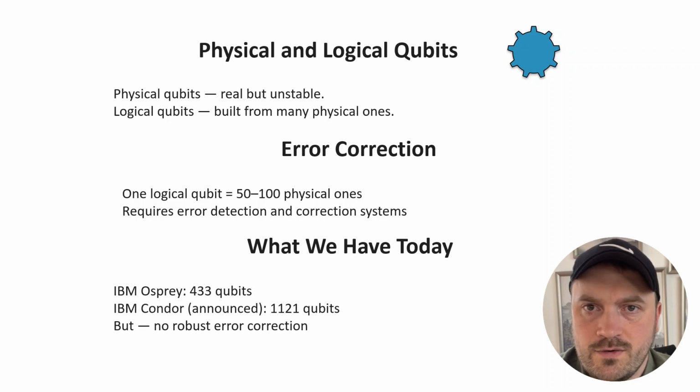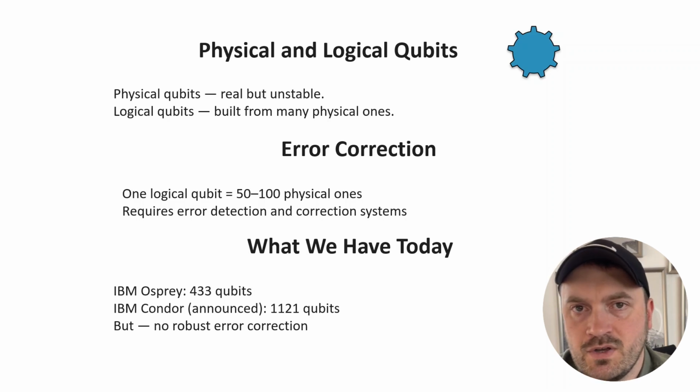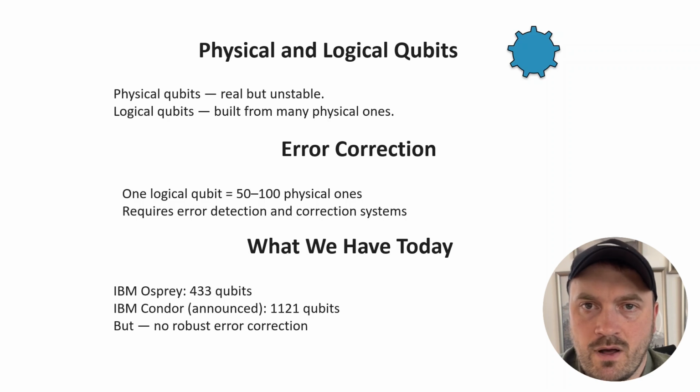So, if we need, for example, 512 logical qubits to hack a Bitcoin private key, we need 512 logical qubits times 100 physical qubits, so it's about 51,000 physical qubits. And this is a minimum estimate. In practice, you may need 100,000 qubits if you want stability.